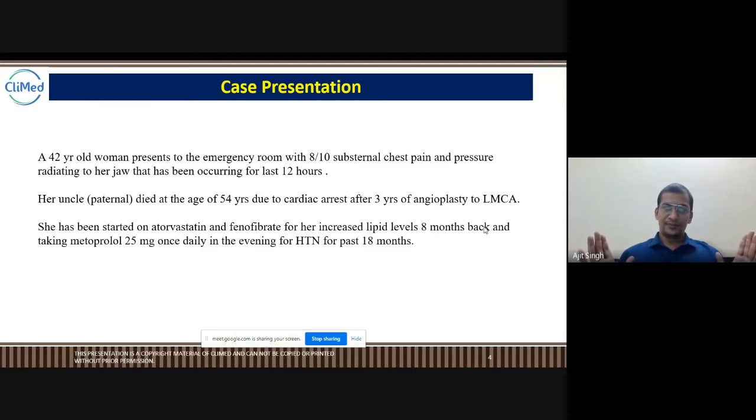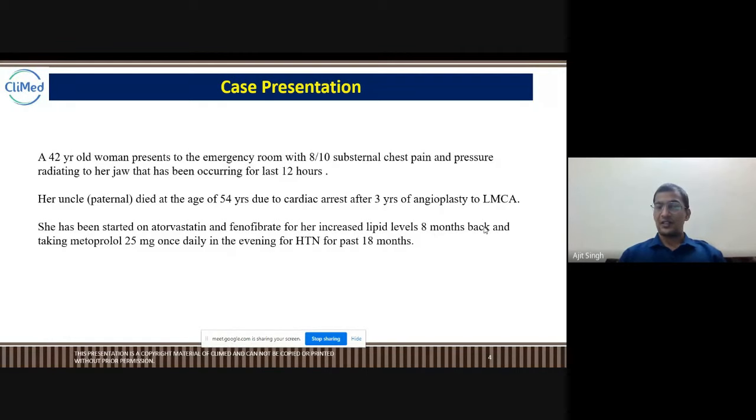A 42-year-old woman presents to the emergency room with 8/10 substernal chest pain and pressure, which was radiating to her jaw, that has been occurring for the last 12 hours. Okay, she presented to the emergency room with chest pain and pressure radiating to the jaw for the last 12 hours. You have to understand everything.